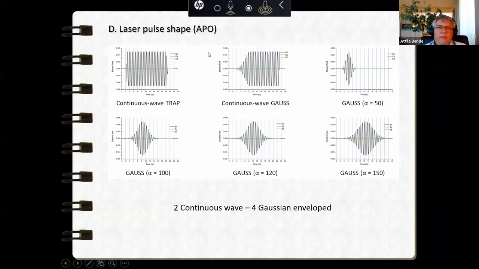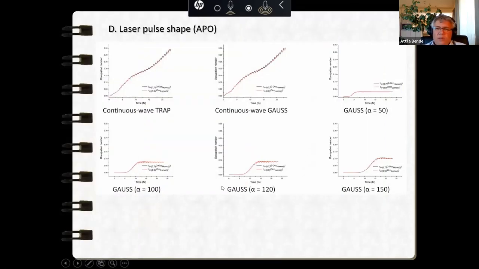And for laser pulse shapes, we consider 2 continuous wave and 4 Gauss type pulses. And the Gauss type pulses show a saturation of the electron excitation, while the continuous wave excites electrons over the whole duration of the pulse.